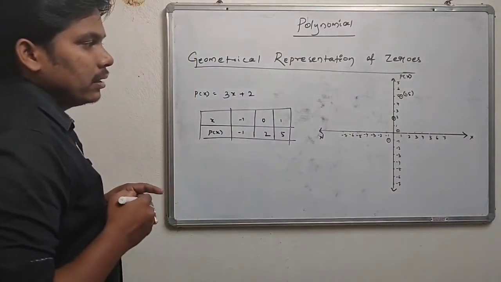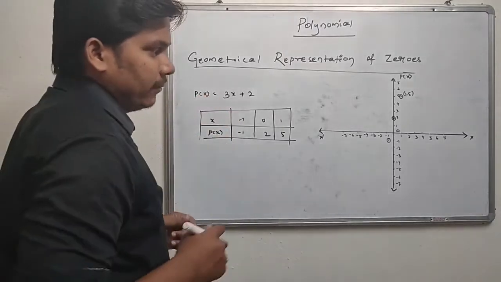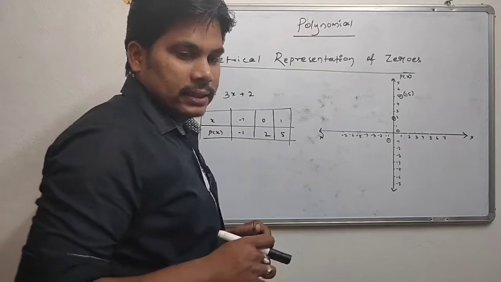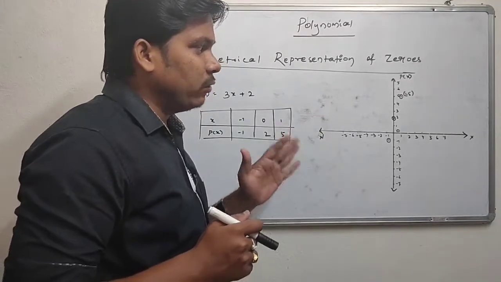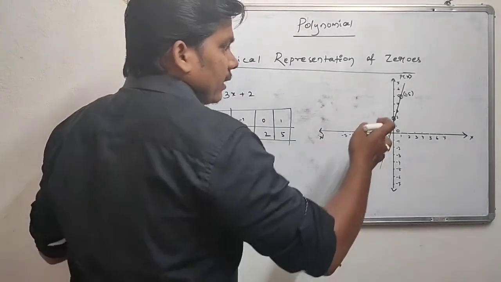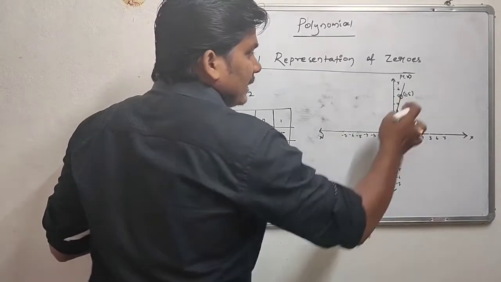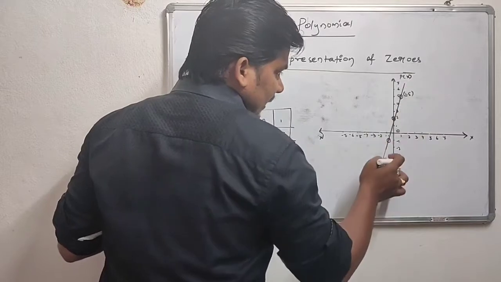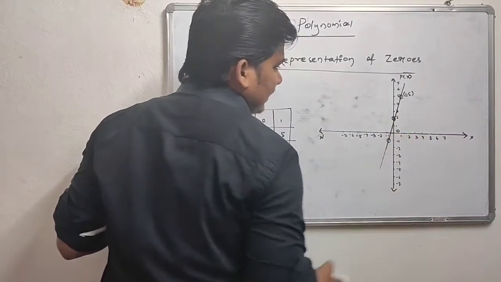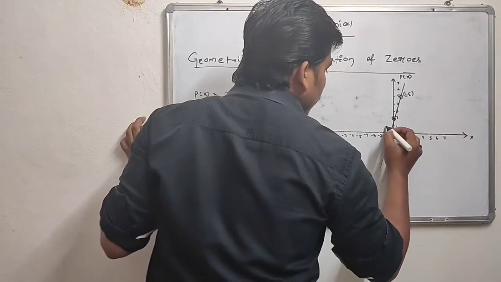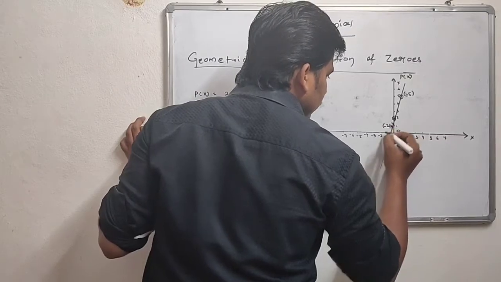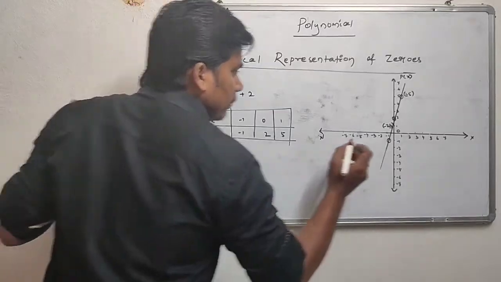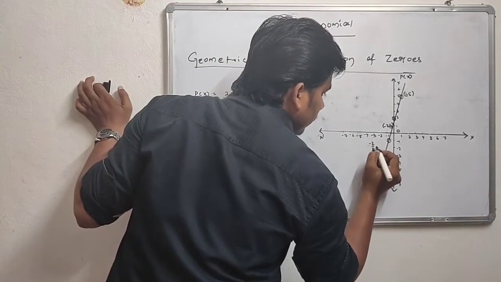Here see, if you draw this graph or if you join this line, then what we will get? Let's see. After joining these 3 points, this line cuts the x-axis at point minus 2 by 3. And then the coordinate of this point will be minus 2 by 3, comma 0.